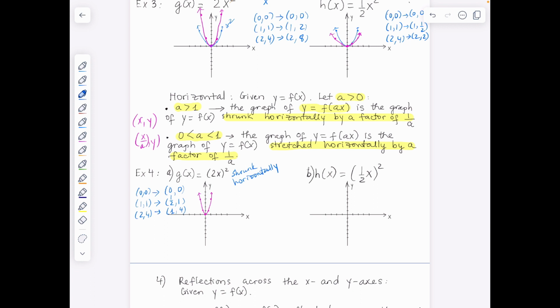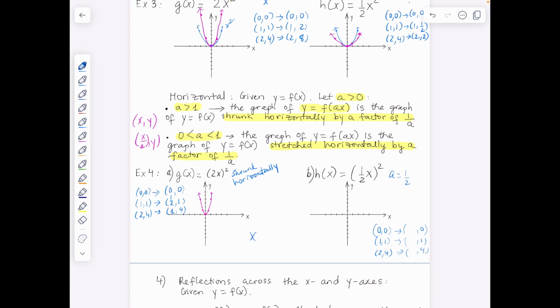All right, so next up we have h of x is equal to 1/2 x, and then squared. So again, the parent function here is the x squared function, and we're transforming the same 3 points, 0, 0, 1, 1, and 2, 4. Again, we're keeping all the y values the same, and with the x values, remember we want to do x over a, x divided by a, and a here is 1/2. So we're taking x and dividing everything by 1/2.